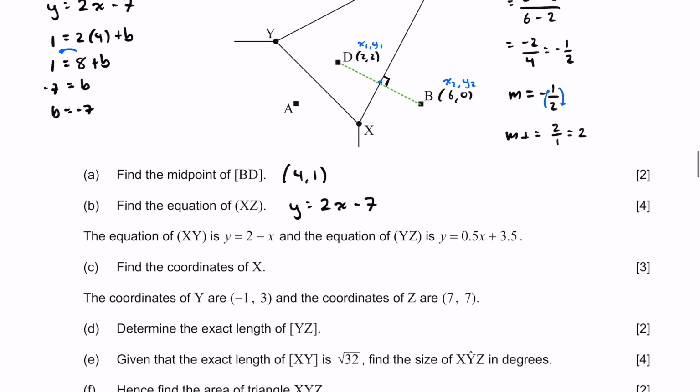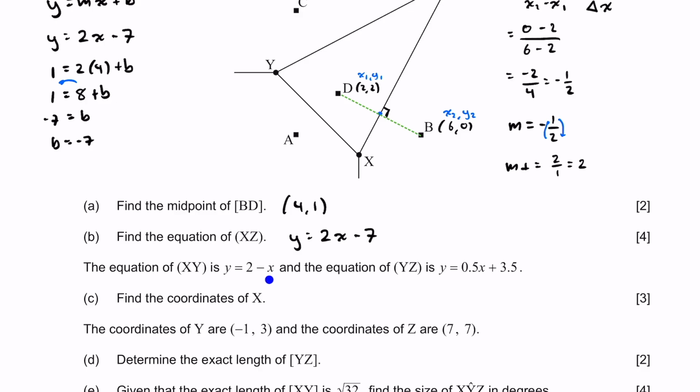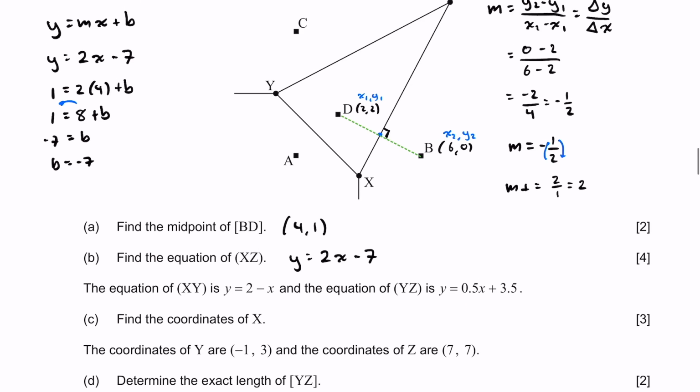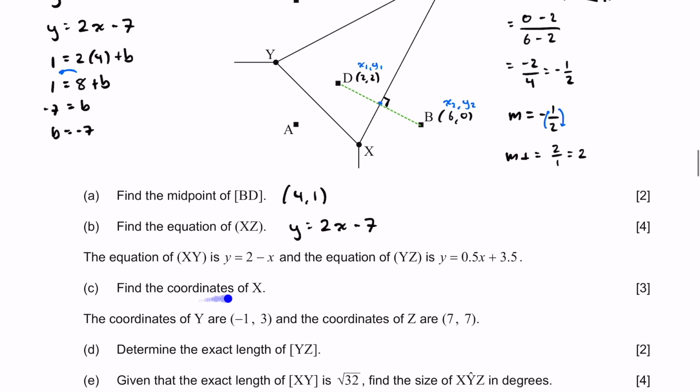The equation of xy is y equals 2 minus x. So this is xy right here. And the equation of yz is y equals 0.5x plus 3.5. So this equation right here. Find the coordinates of x.